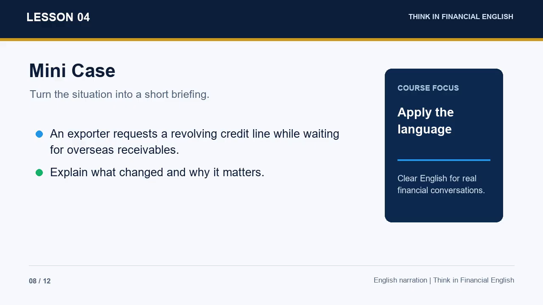Let's apply the language to a mini case. Imagine an exporter requests a revolving credit line while waiting for overseas receivables. Your first job is to describe the situation in one clean sentence. Your second job is to identify the financial concept behind it. Your third job is to explain the implication.